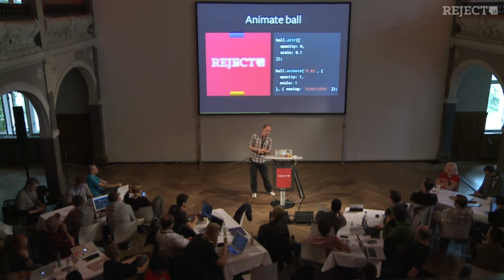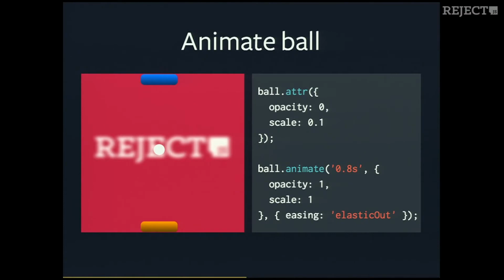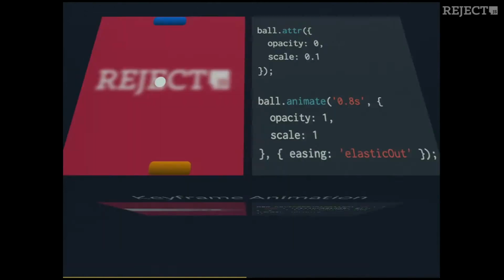Just to be able to show you the animation, especially non-linear animations, I decided to animate the ball. So whenever the game starts, the ball does like this. Cool. So the API looks maybe familiar to most of you because it's nothing new, also used by other graphic libraries. So you have a duration, you pass all your attributes you want to animate, and have some options to also change easing and stuff.